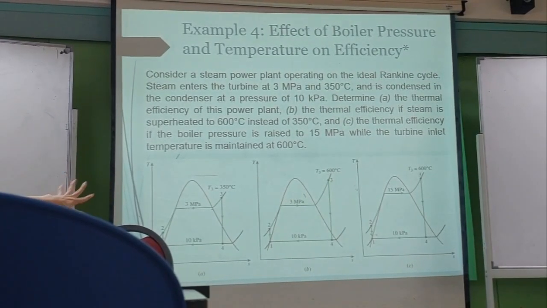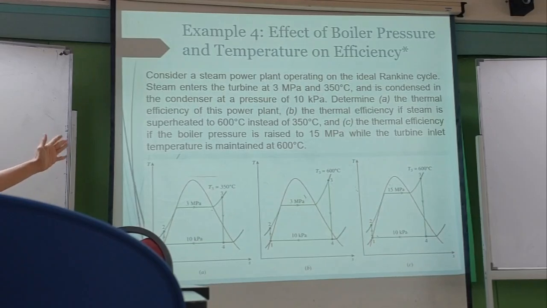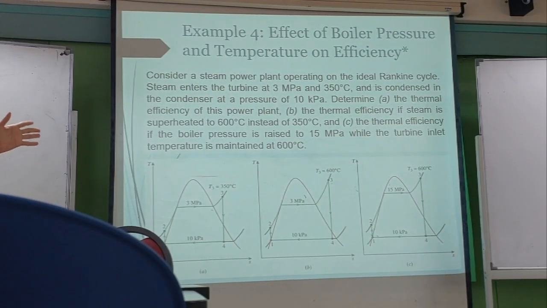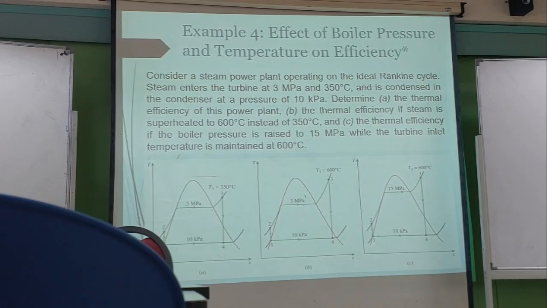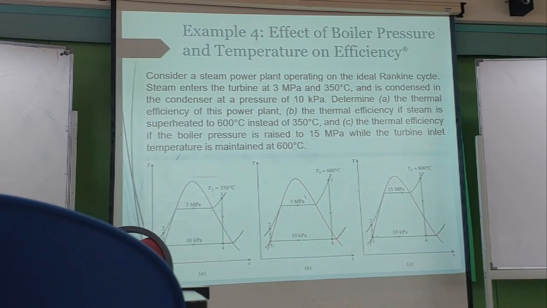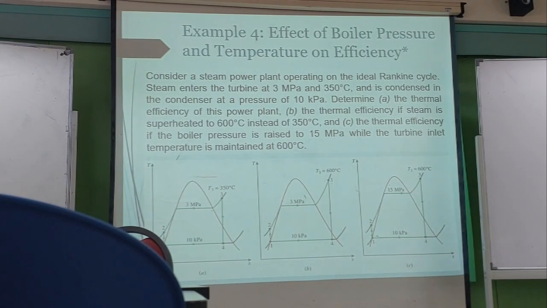So in the exam, the graph won't be given. You need to know, based on the question itself, which property goes to which state, and then you need to know how to draw the graph. Okay, so let's look at A.